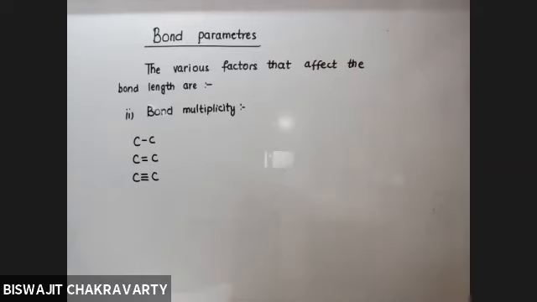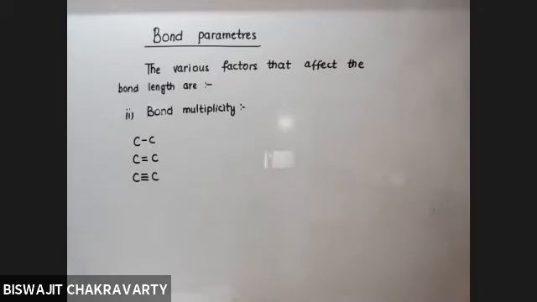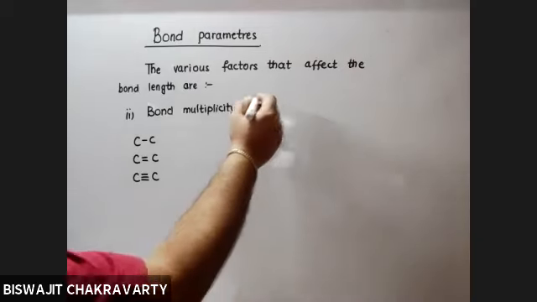Now, what is the effect of bond multiplicity on bond length? Always remember that the more bonds present between the atoms, the closer the atoms will be, because that will strengthen the bond and make it much stronger. So as the number of bonds between two atoms increases, the bond length will decrease, which means that bond length and bond multiplicity are inversely proportional to each other.